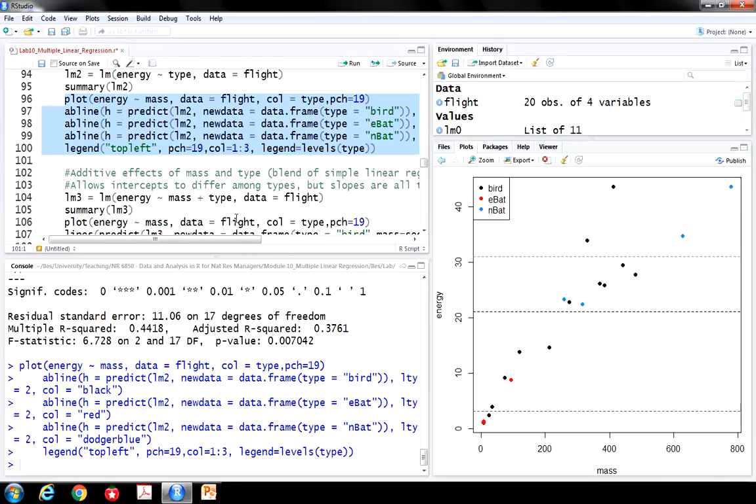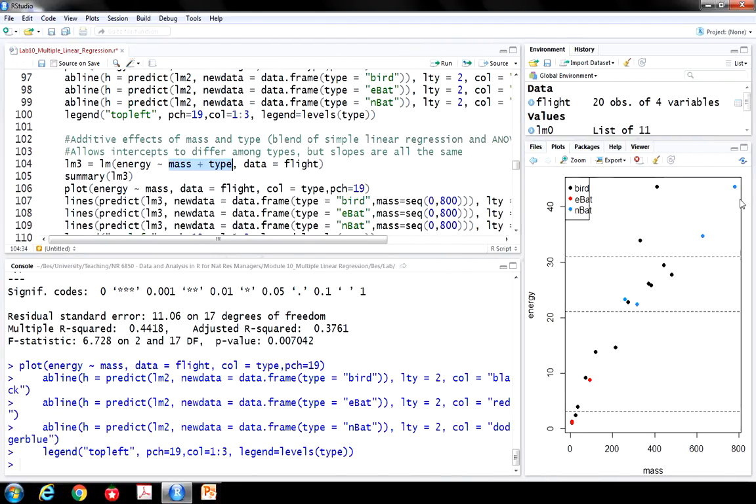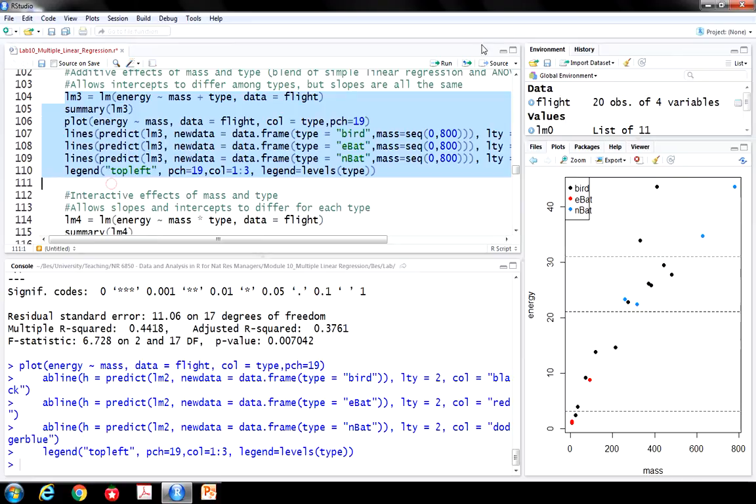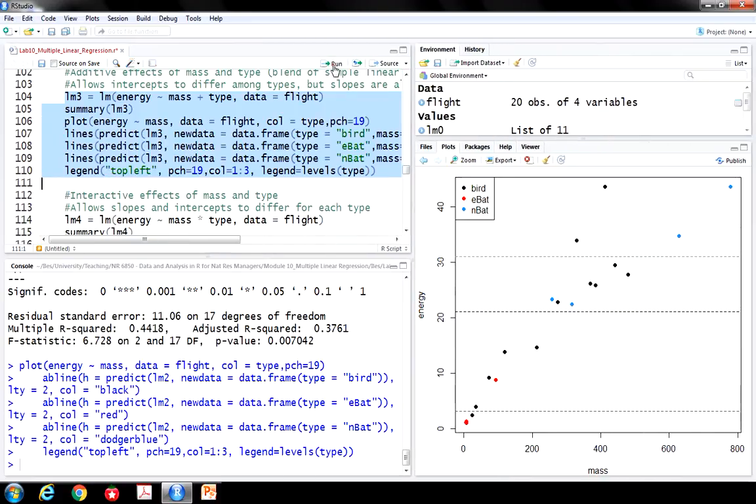Now next, let's look at an additive effect of mass and type. And so what this does again is it plots a best fit line for each of these different species, but the slope of those best fit lines is the same for all three species. It allows them to differ in terms of their intercept, so the lines can be higher or lower for each species, but their slope is going to be the same. So we'll run this, and I'm going to plot it at the same time. Let's just make my plot a little bigger again.